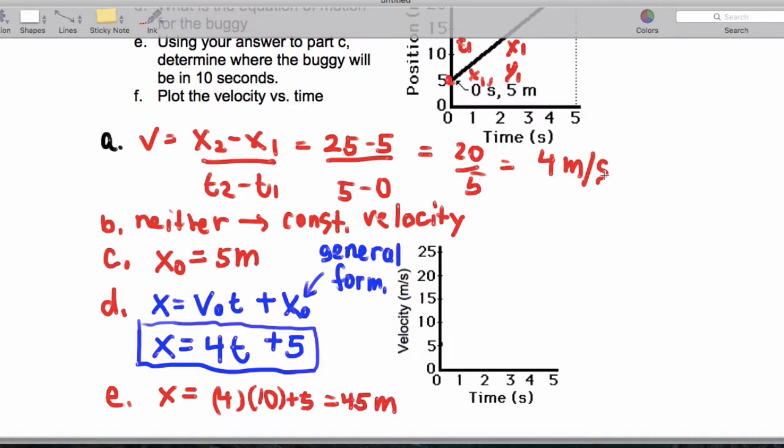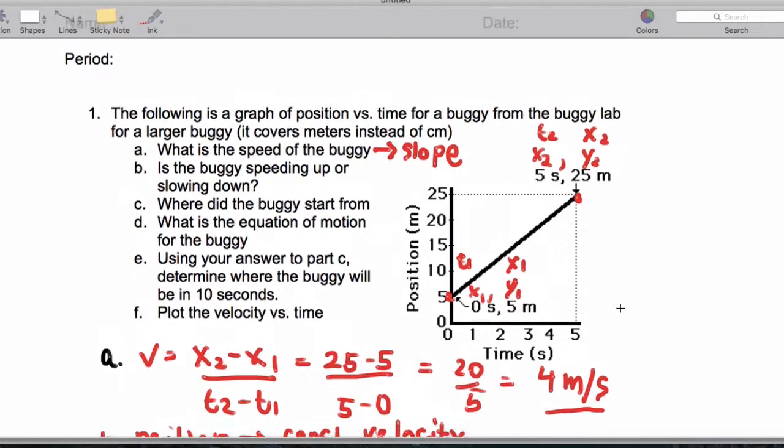Now to plot the velocity versus time, we know the velocity is 4 meters per second, and so at this 4 meter mark, we're never changing velocity, so it's just a flat line at the 4 meter mark across here. So flat. And that's problem number 1.